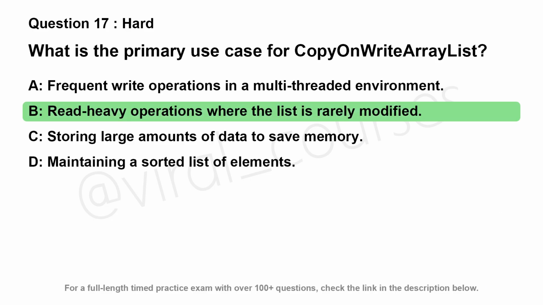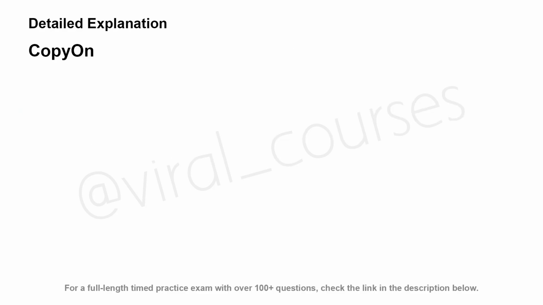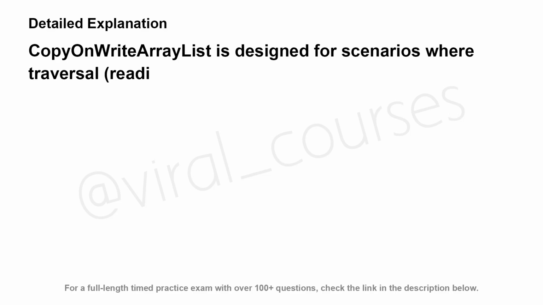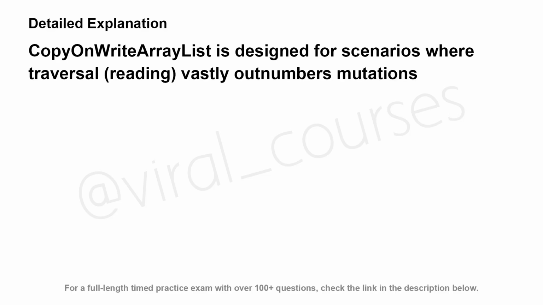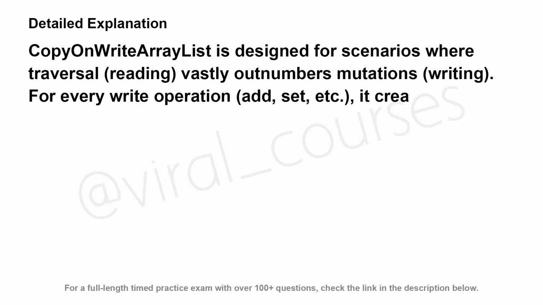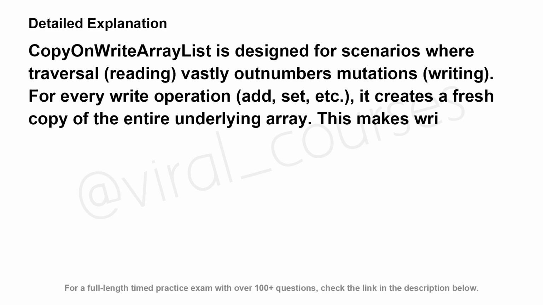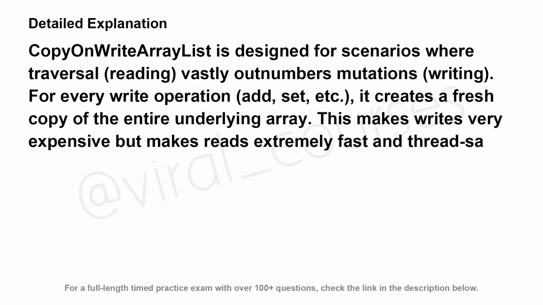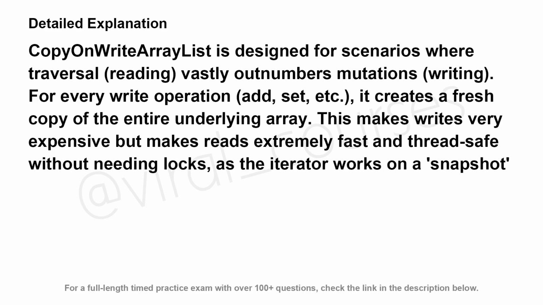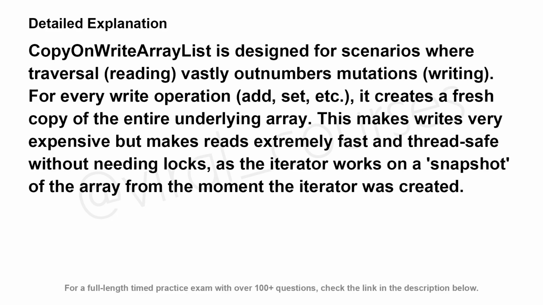The correct answer is B. CopyOnWriteArrayList is designed for scenarios where traversal, reading, vastly outnumbers mutations. For every write operation, add, set, etc., it creates a fresh copy of the entire underlying array. This makes writes very expensive but makes reads extremely fast and thread safe without needing locks, as the iterator works on a snapshot of the array from the moment the iterator was created.